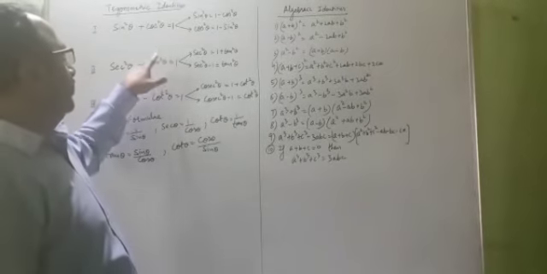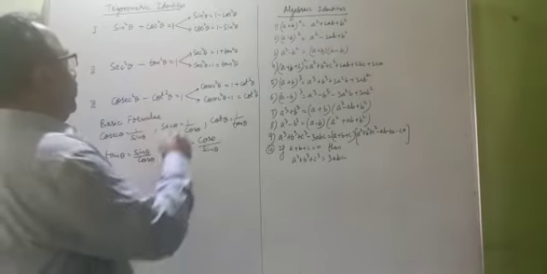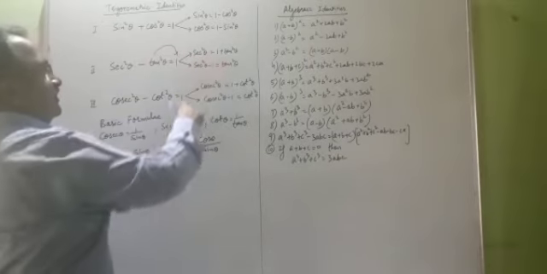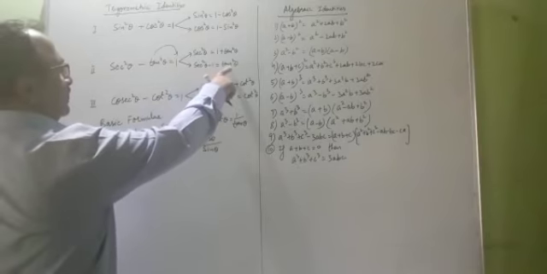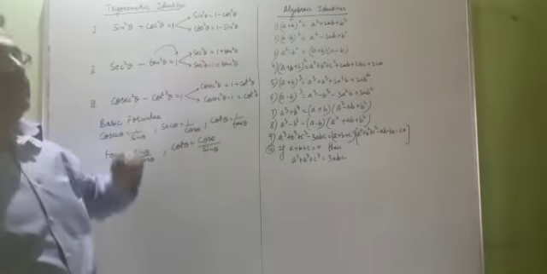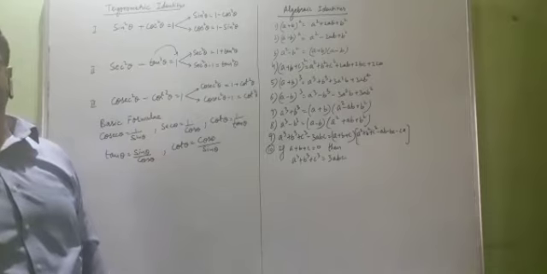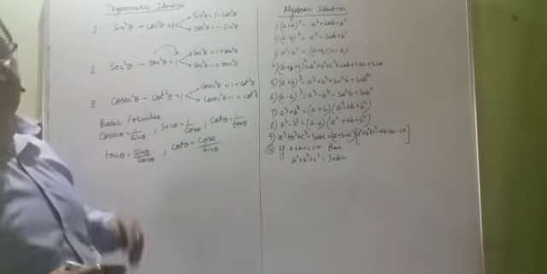Similarly, you can transpose tan to this side. If you transpose tan to this side, you get secant square equal to 1 plus tan square theta, or secant square theta minus 1 equal to tan square. Now, 1 plus tan square theta can be written as secant square theta also, and tan square theta can be written as secant square theta minus 1. So again, this identity also can be remembered in 6 different ways.